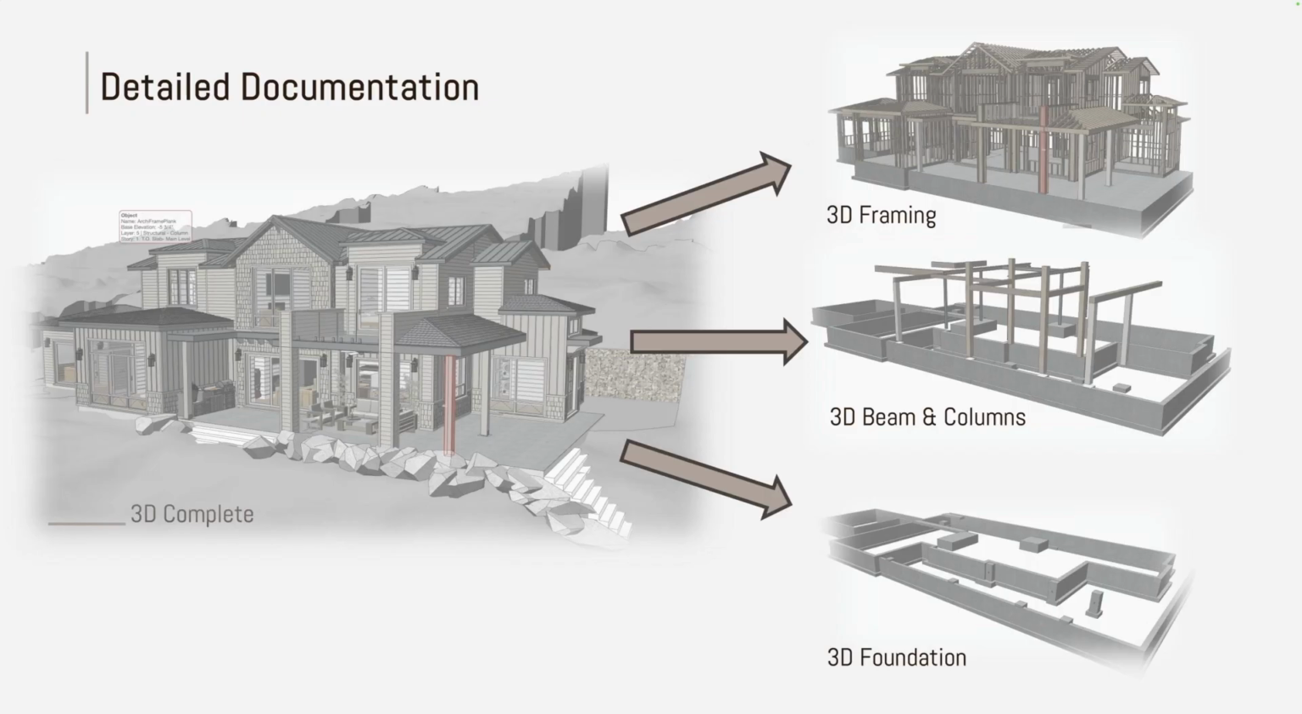So if there is a detail that is missing from the contractor that he needs, I can easily pull off a new section, and I don't need to think about what I did a year ago. That information is already in the model.